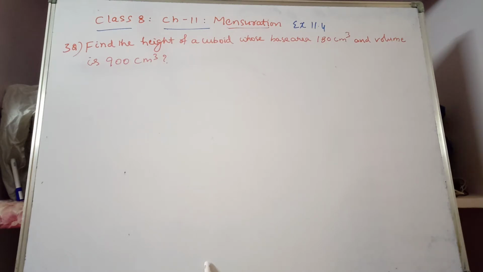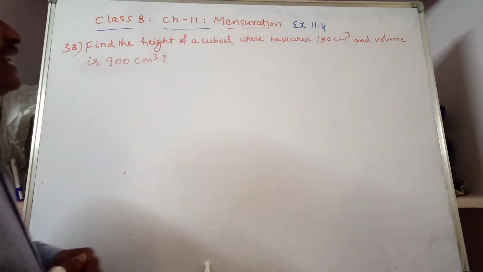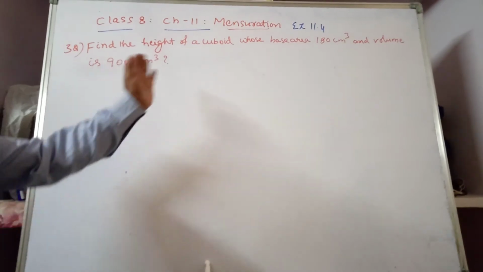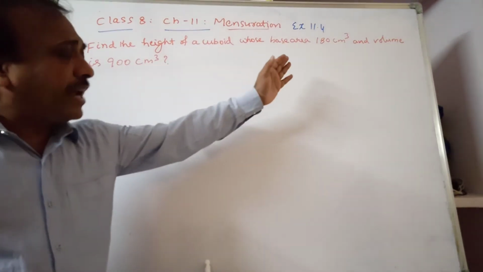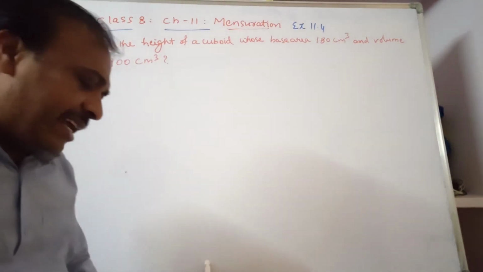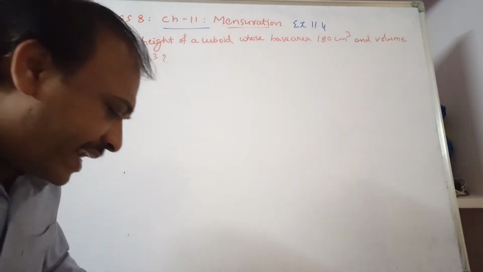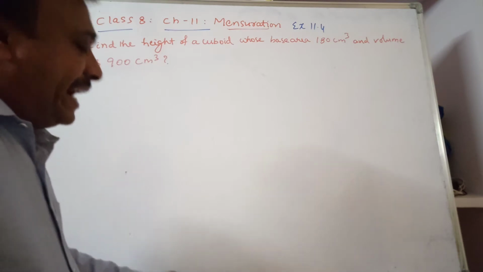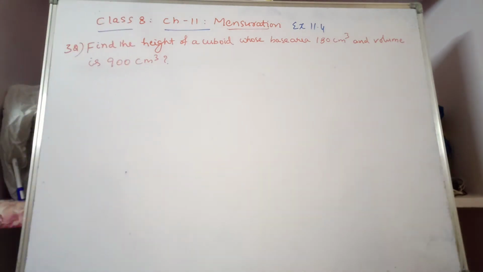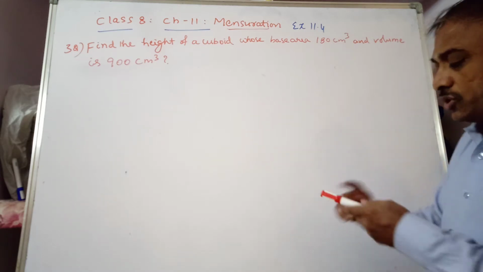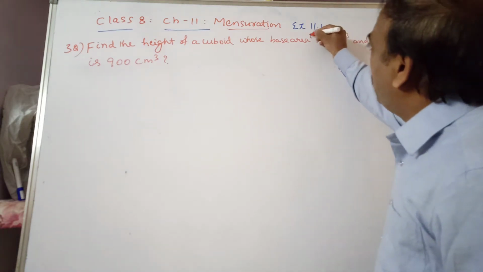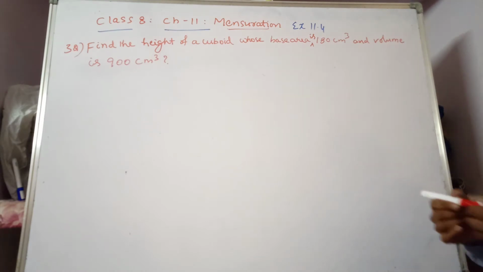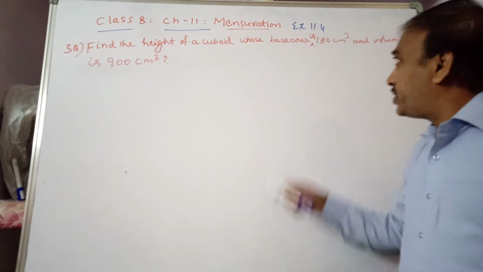So now we are seeing question number 3. Find the height of a cuboid whose base area is 180 centimeter cube, and the volume is given as 900 centimeter cube. Find out the height of the cuboid.